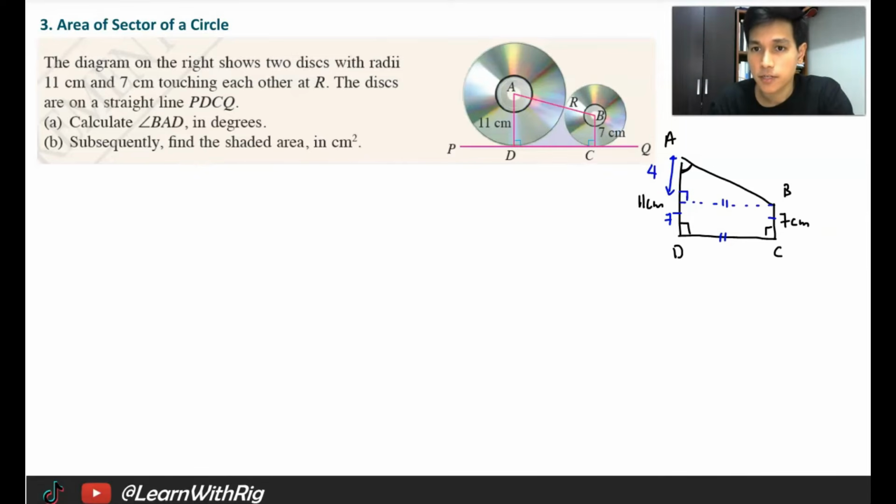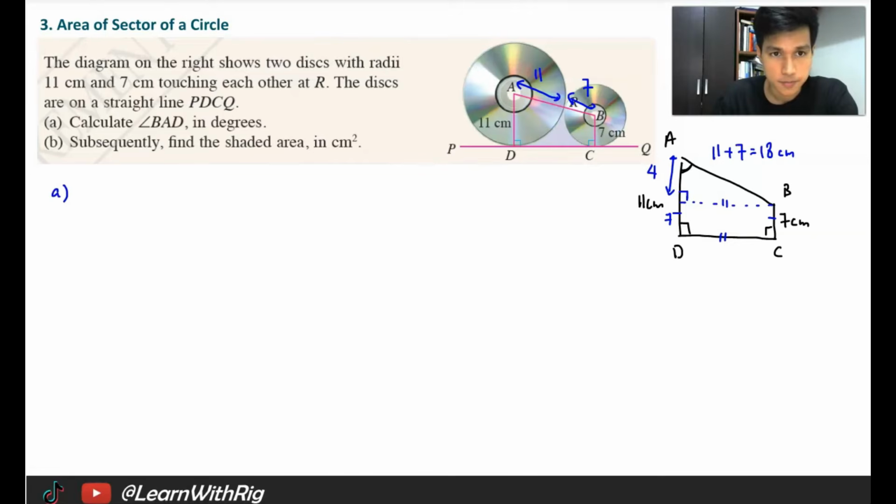You want to find this angle, you know this is 4. What other data can you get? You should know this length. How to know? Because in this diagram they are the radius. This radius here is 11 and then this radius here is 7. So that means this length AB is actually 11 plus 7, which is 18. So now you have this length, you have this, you have this, so you can use your SOHCAHTOA to find the angle BAD.